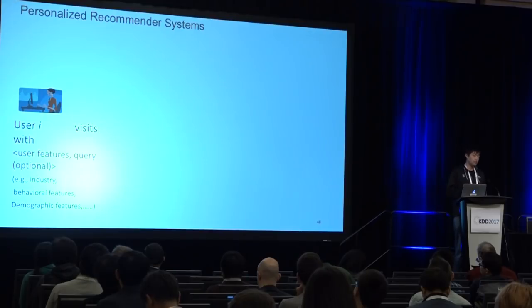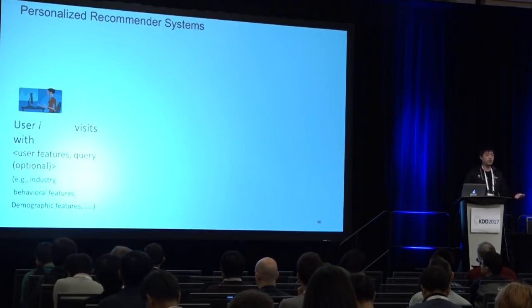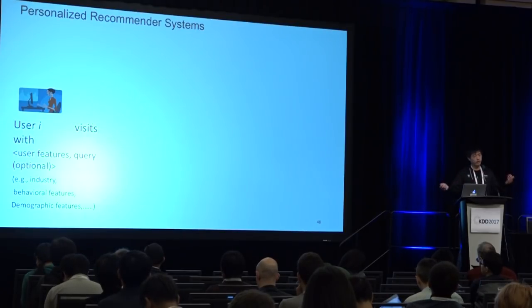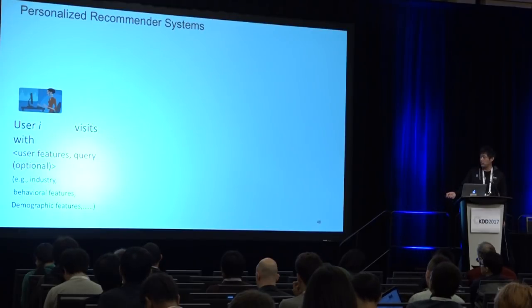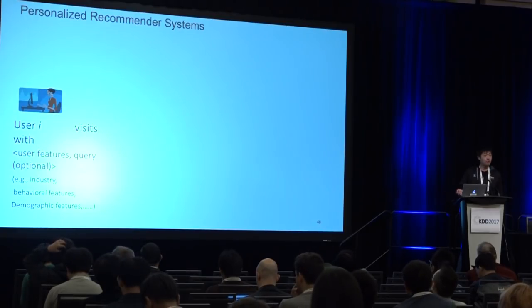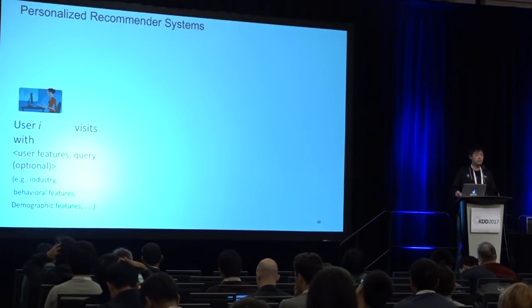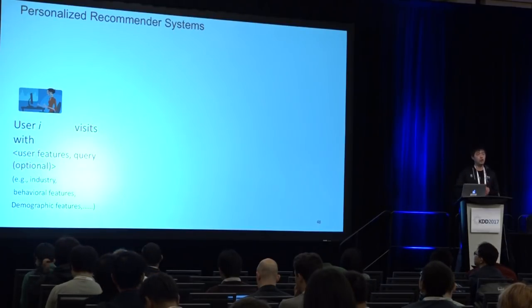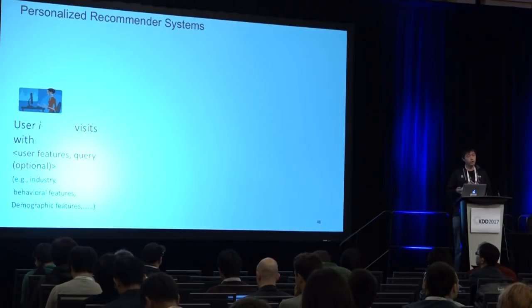One is profile features, meaning that we know this user. Sometimes we know the user's age, gender, the industry, many different things, right? And then you have a query. The query is sometimes optional, meaning that for a recommender system like YouTube or job recommendations, we may not have the query. But if it's a job search, people search, I'm searching for a job, I'm searching for people, I'm searching for a restaurant, then the query comes in, right?